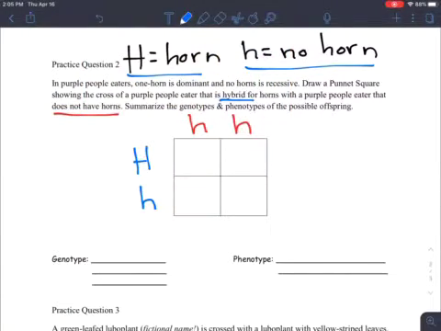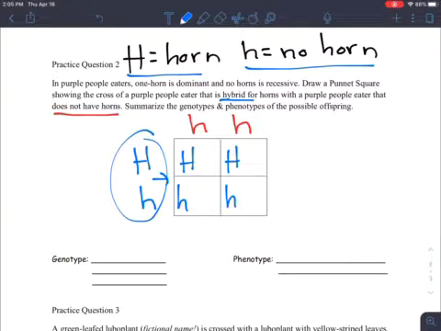So as before, I'm going to go through and fill in. I'm going to take this side and go across. So up here I have big blue H's, and down here I have little blue H's. And then from my top one, I'm going to take those down. Now this time it's going to be all little h's.